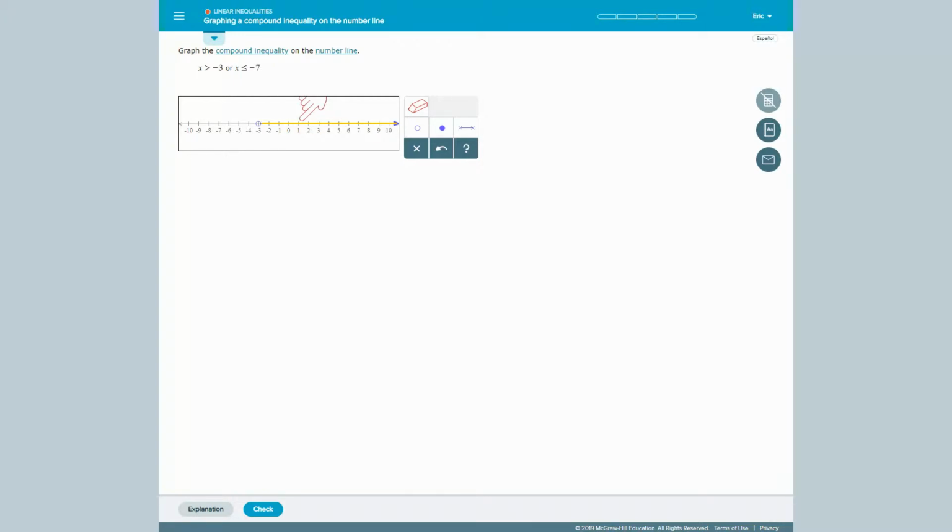Or x is less than or equal to -7. Because it's or equal to, I'm going to find -7 with a closed dot and do that. Or means use both cases. This would be my answer for an or. You can either be greater than -3 or less than -7.